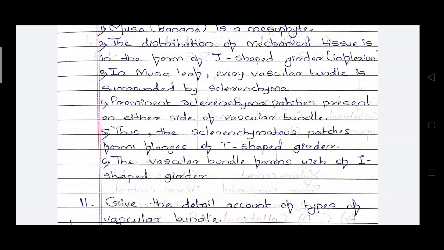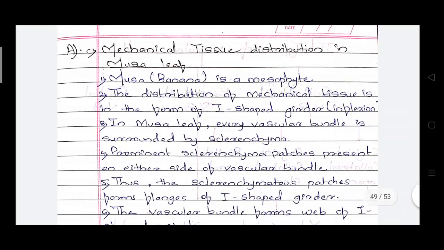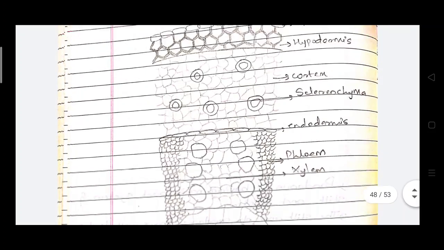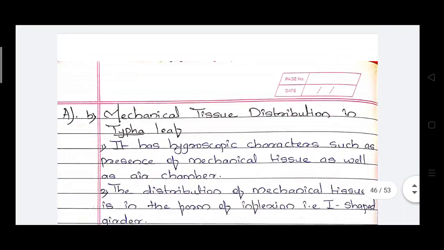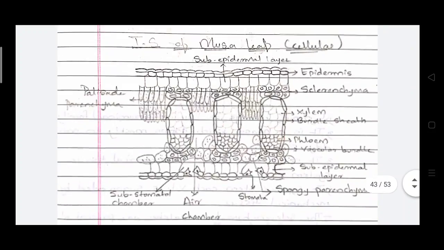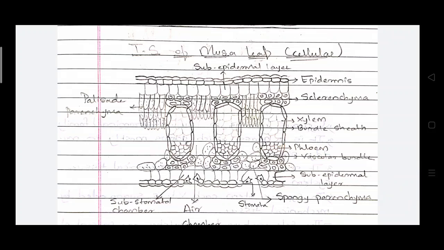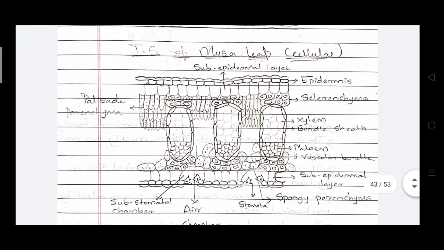So in the musa leaf, a very simple distribution of the mechanical tissue is observed in the form of eye-shaped girdles, that is, in between the sclerenchymatous patches and the vascular bundles. In this section, these sclerenchymatous patches, which are already present surrounding these vascular bundles, form the flanges of these eye-shaped girdles, and the central vascular bundles form the web of this eye girdle.